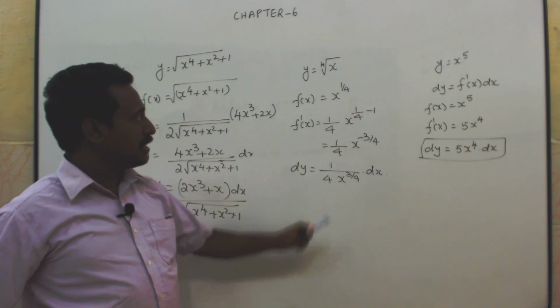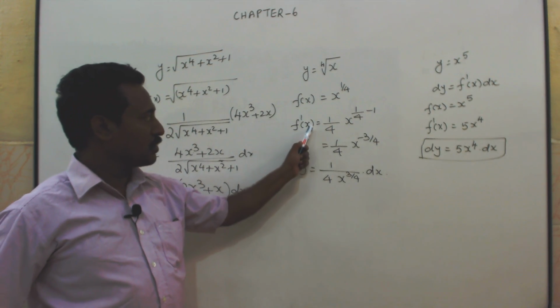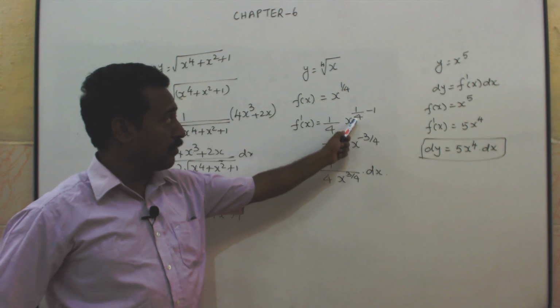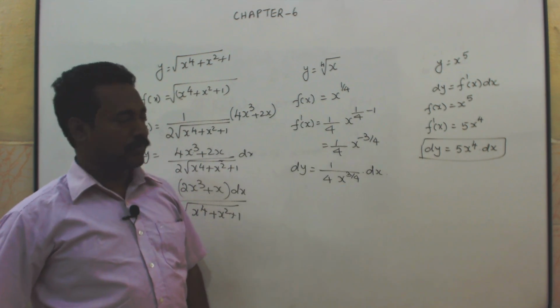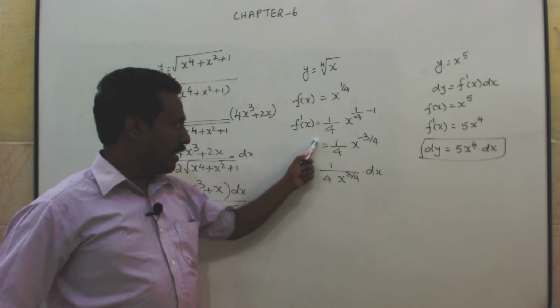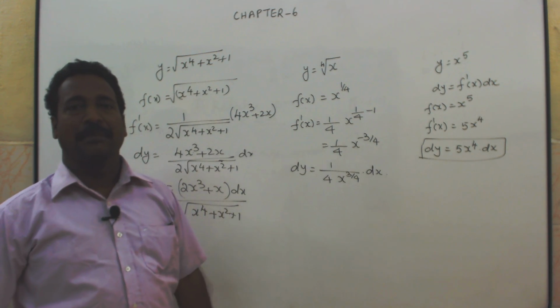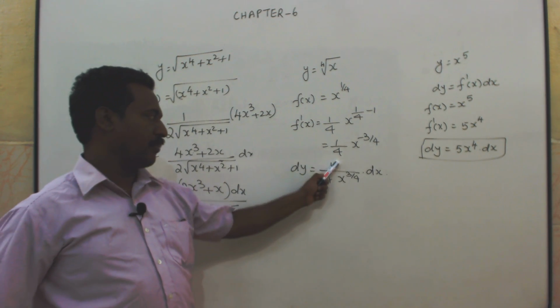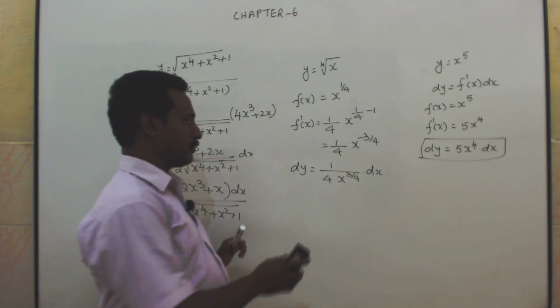In this problem, 4th root of x is nothing but x power 1 by 4. f dash of x is 1 by 4 x power 1 by 4 minus 1, that is minus 3 by 4. So, dy, f dash of x. x power minus n can be written as 1 by x power n, so 1 by x power 3 by 4 dx. The same way this problem.